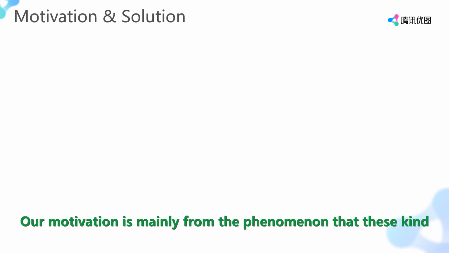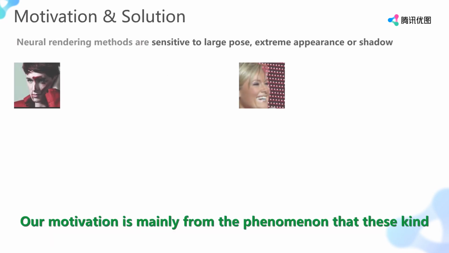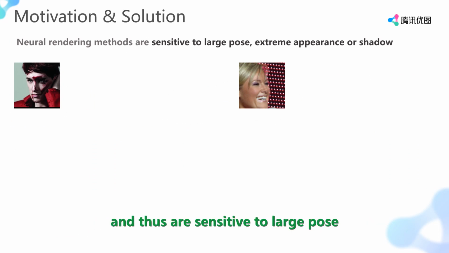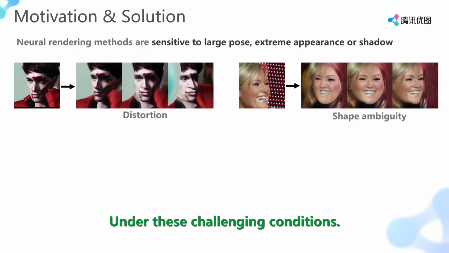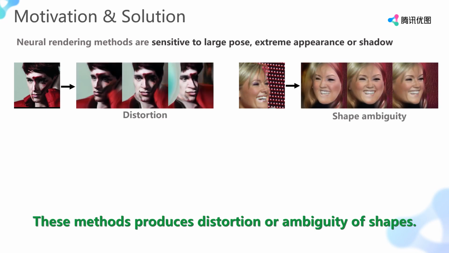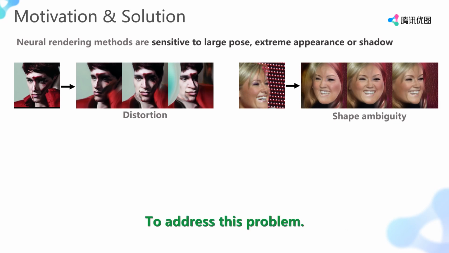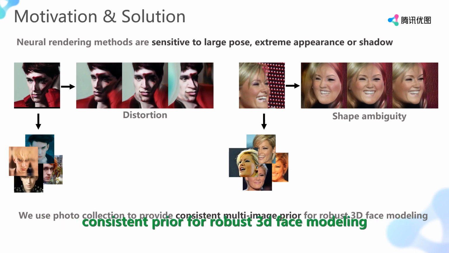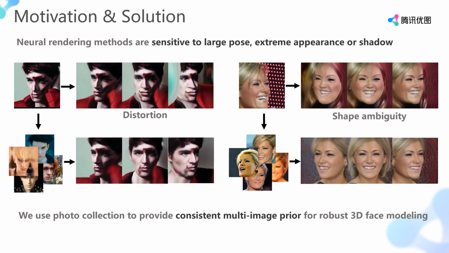Our motivation is mainly from the phenomenon that this kind of neural rendering method lacks multi-view prior or reliable assumptions, and thus is sensitive to large pose, extreme appearance, or shadow. Under these challenging conditions, these methods produce distortion or ambiguity of shapes. To address this problem, we use a photo collection of the same identity to provide a 3D consistent prior for robust 3D face modeling.